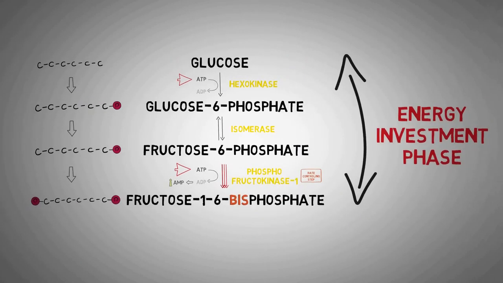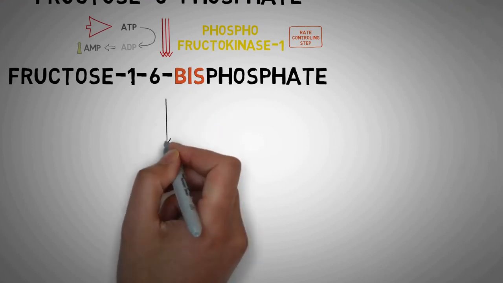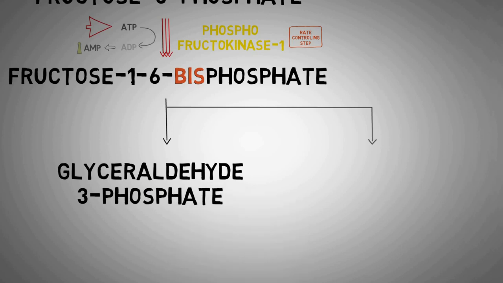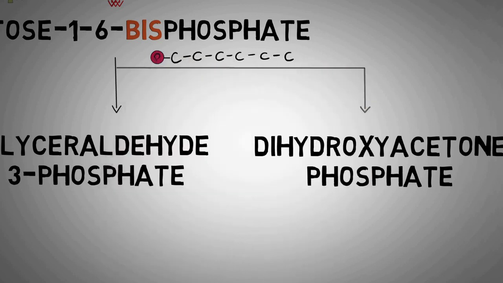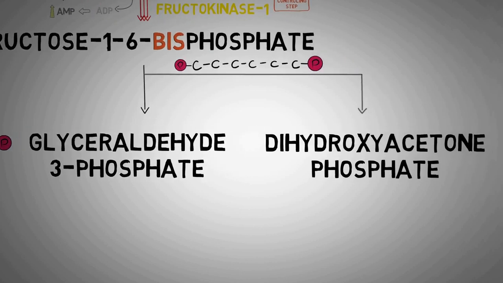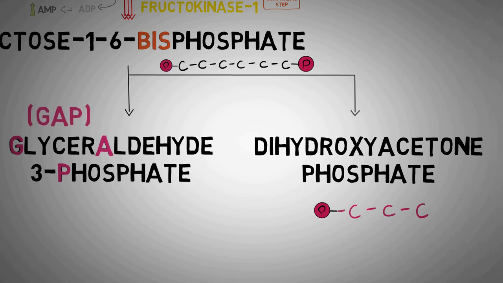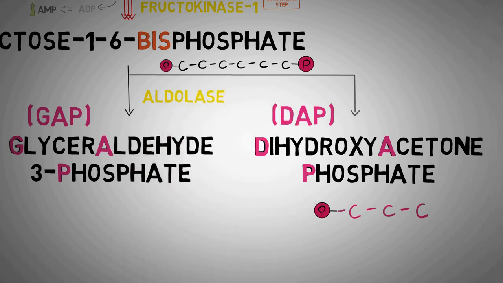After this begins the energy generation phase, where we actually produce energy in glycolysis. This second stage of glycolysis begins with the splitting of fructose 1,6-bisphosphate into glyceraldehyde 3-phosphate and dihydroxyacetone phosphate. So a 6-carbon fructose is split into two molecules which have 3 carbons each. You can easily remember their names by the mnemonic GAP and DAP. Now this reaction is reversible and it is catalyzed by the enzyme aldolase.